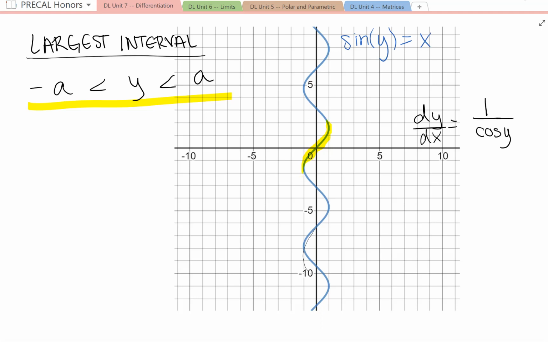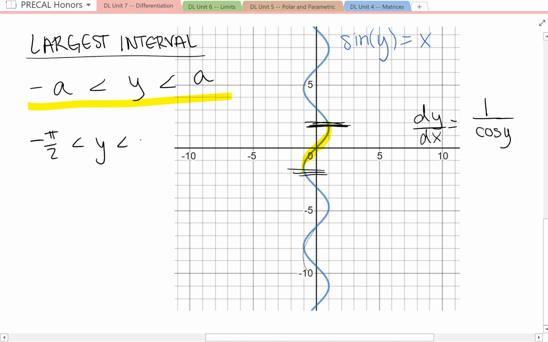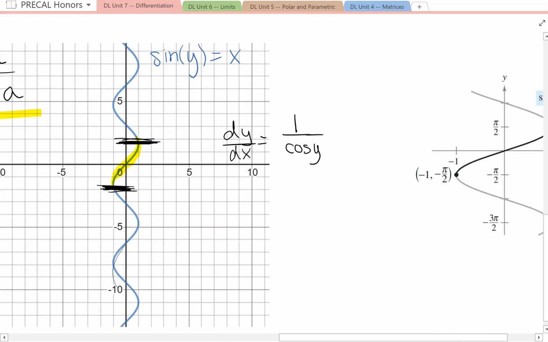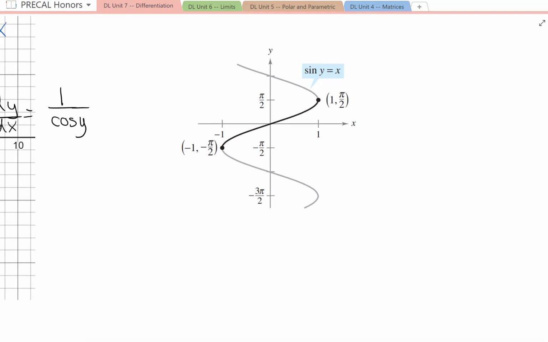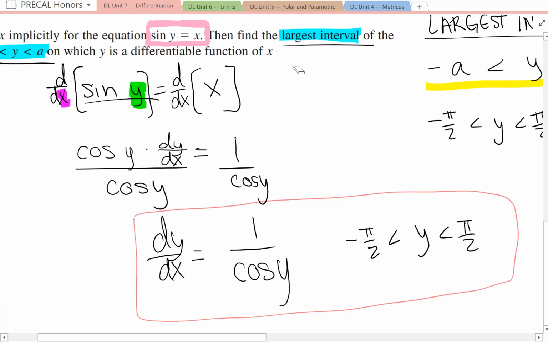This is actually the same restricted piece as inverse sine, right? Remember when we reflected sine over the line y equals x? Then we got this reflected version of sine, which is not a function unless you restrict it. And the y values, the range values for that restriction, if you remember, were negative pi halves to pi halves. And the domain was from negative 1 to 1. So here we have a zoomed in version of that section. We found the interval for which y is a differentiable function of x.